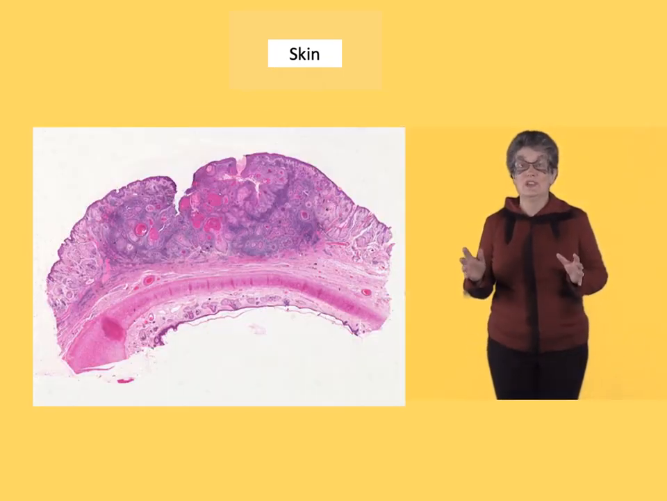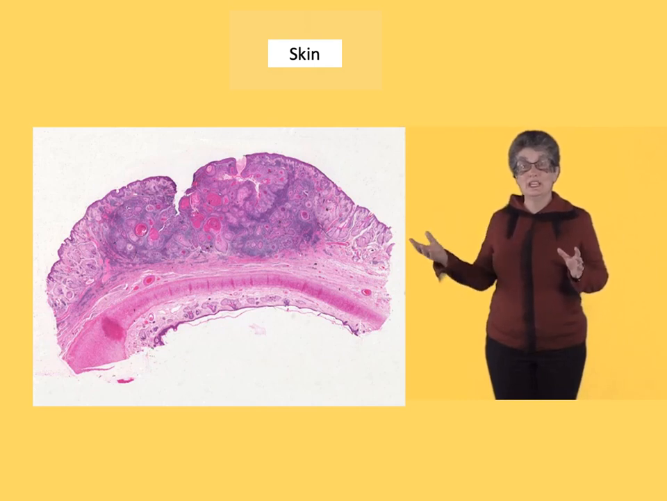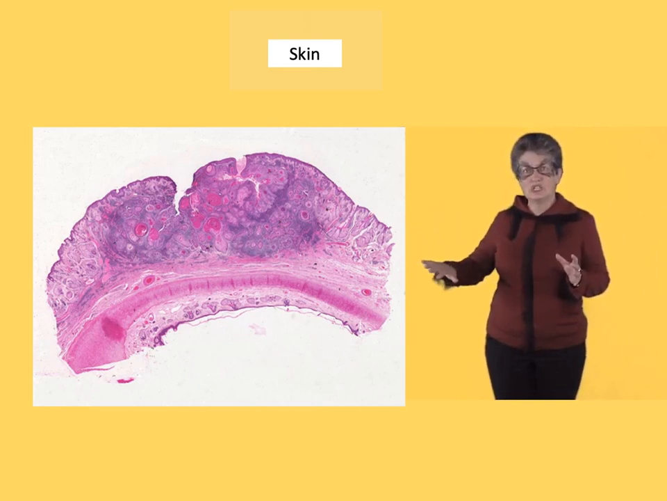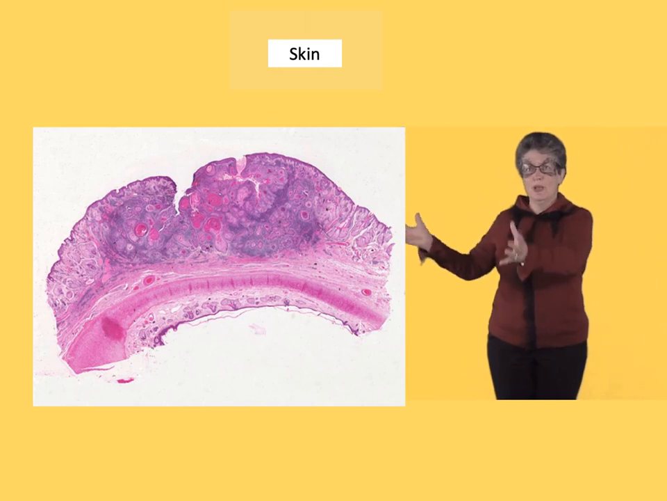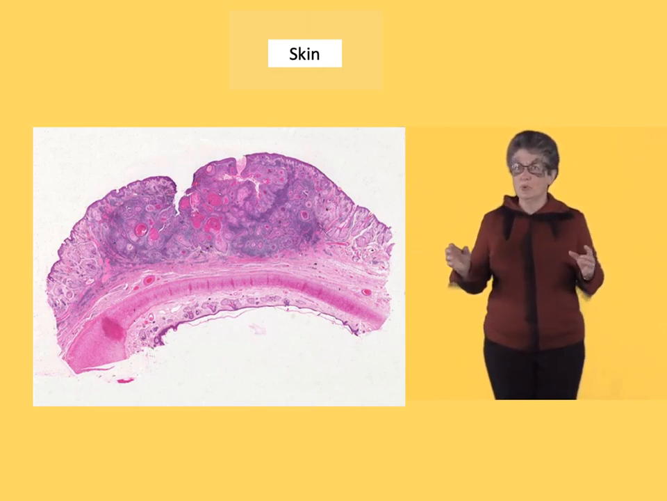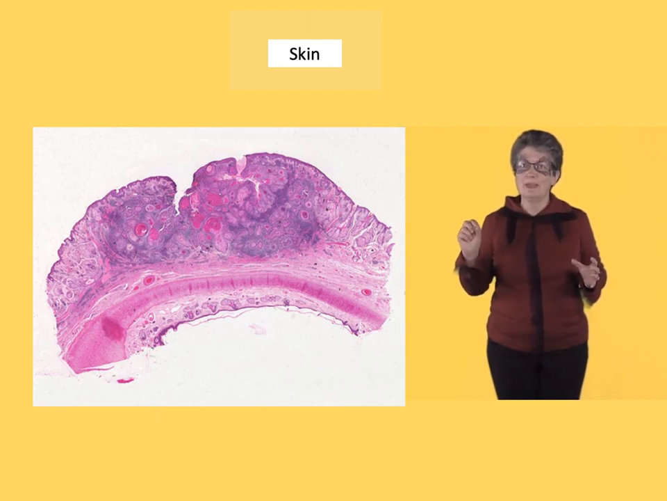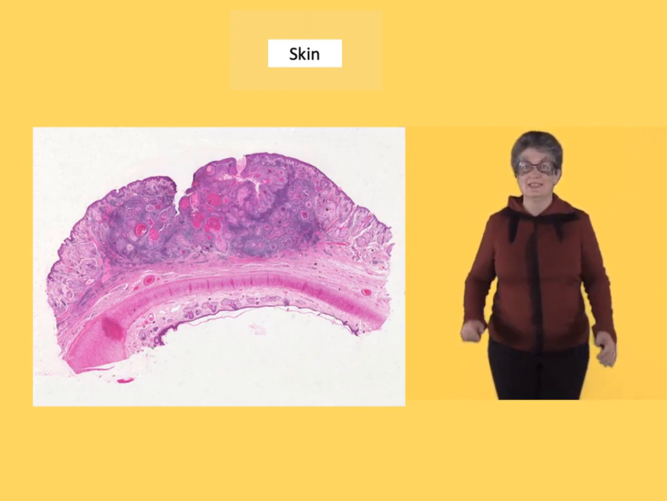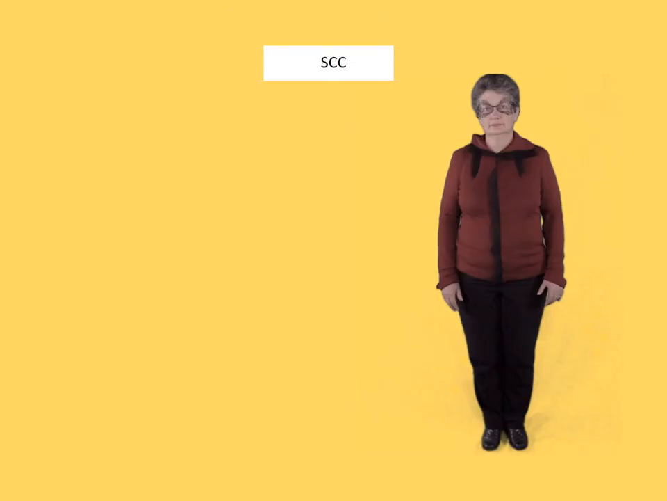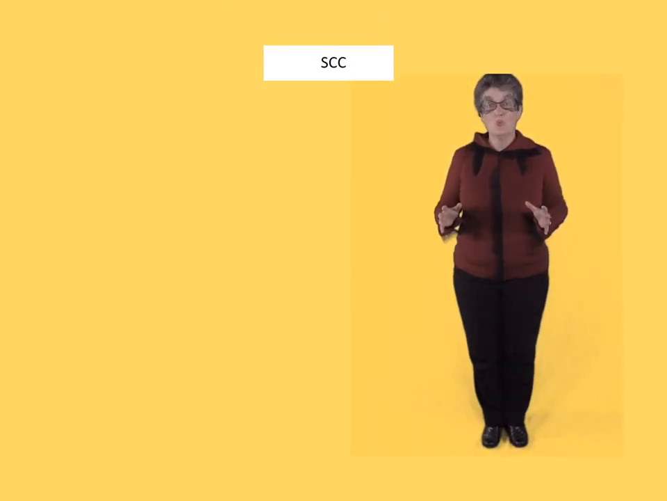This is a section of an ear which has a similar lesion. You can see the cartilage down the bottom and then the tumour sitting in the centre of the excision. It looks mostly dark blue, but can you see those bright pink areas of keratin within it? Both those were examples of squamous cell carcinoma.